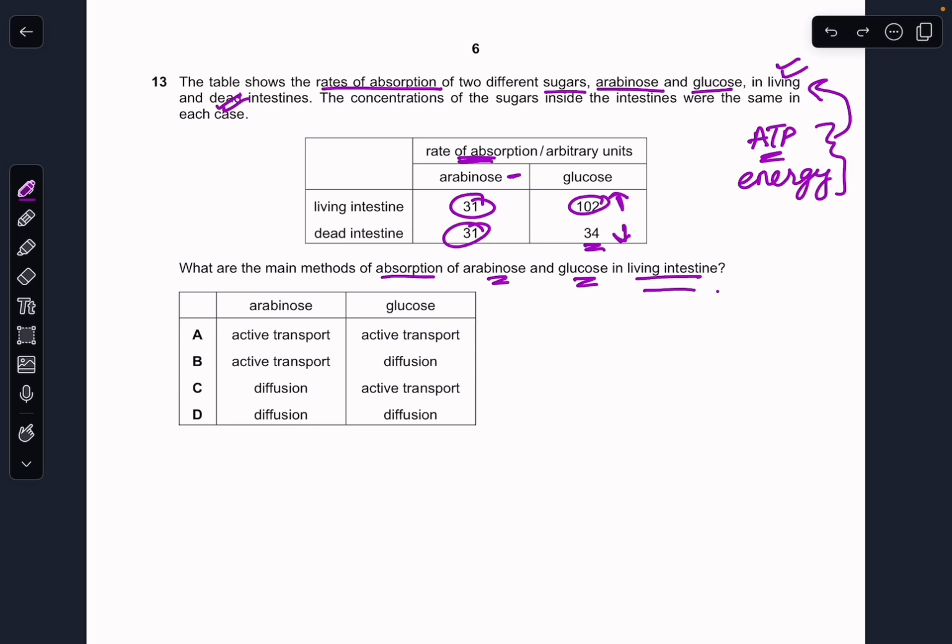This means that arabinose is absorbed via diffusion, whereas glucose is absorbed via active transport because it requires ATP. It requires energy because in living cells, energy is present and more is absorbed, and in dead cells, energy is not present and less is absorbed. So arabinose is via diffusion, whereas glucose is via active transport. So the correct answer is going to be C.